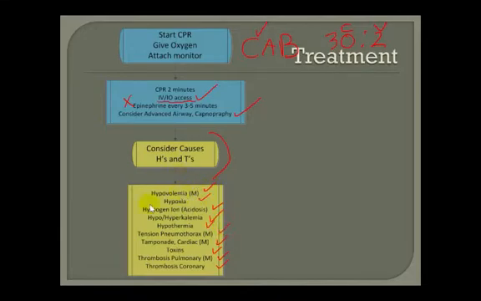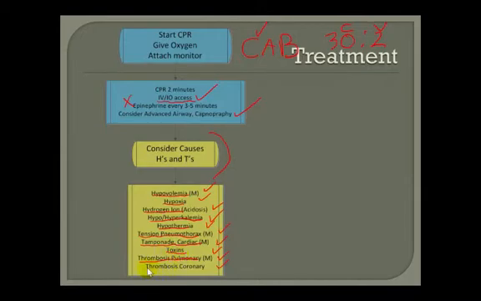Fluid bolus for the hypovolemia, oxygenation for the hypoxia, sodium bicarbonate for the hydrogen ion acidosis, either potassium or calcium chloride for hypo- or hyperkalemia. Hypothermia, rewarm them. Tension pneumothorax, reinflate the lung, whether that be needle decompression or chest tube. Cardiac tamponade, pericardiocentesis. Toxins, we need to figure out what it is and get ahead of it with an antidote. Pulmonary thrombosis, if they're in the right spot, we can go in there and thrombolize that section. If not, it's going to be pretty dire.